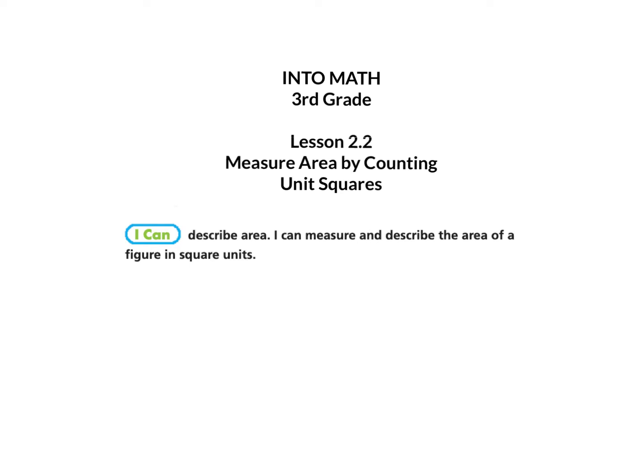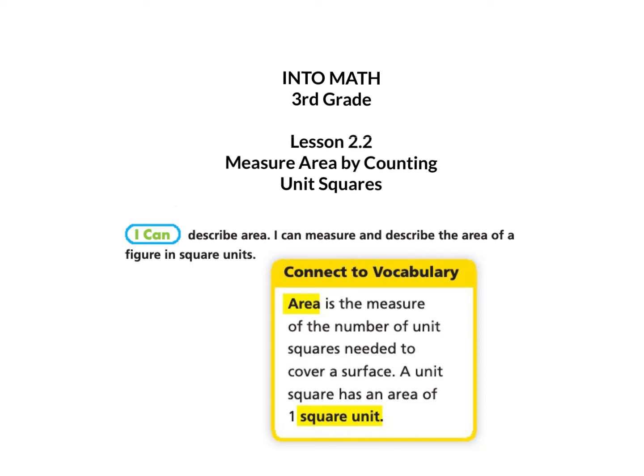This is Into Math 3rd grade, lesson 2.2, measure area by counting unit squares. The I can statement is I can describe area. I can measure and describe the area of a figure in square units. As a reminder, area is the measure of the number of unit squares needed to cover a surface.